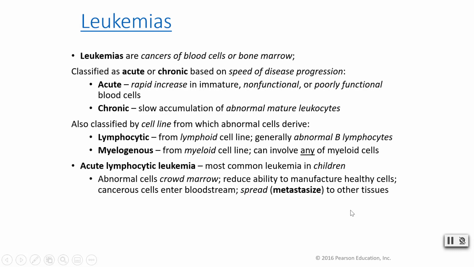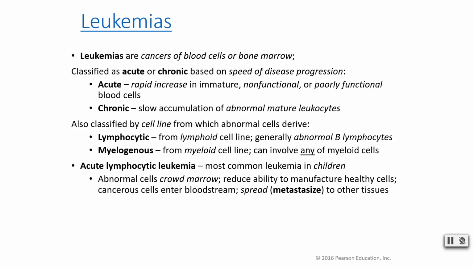Then we have leukemia. Leukemias are cancers of the blood or the bone marrow. There are a couple of different varieties of leukemia. One way we can categorize them is whether they are acute or chronic. So basically, how does the disease progress? Any type of acute leukemia is a rapid increase in either immature or non-functional or poorly functional blood cells. But then a chronic leukemia would be a slow accumulation of those abnormal mature leukocytes instead. So one occurs very quickly and one is just more slow acting.